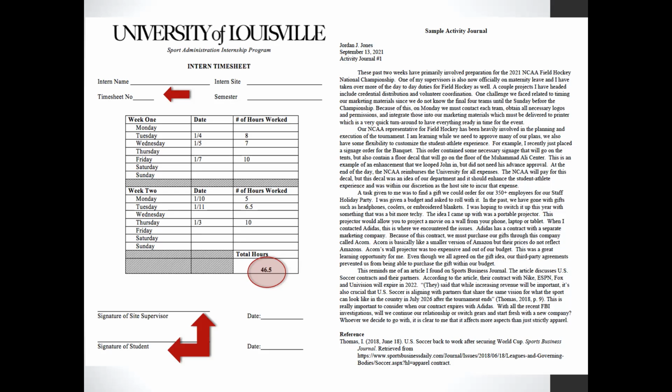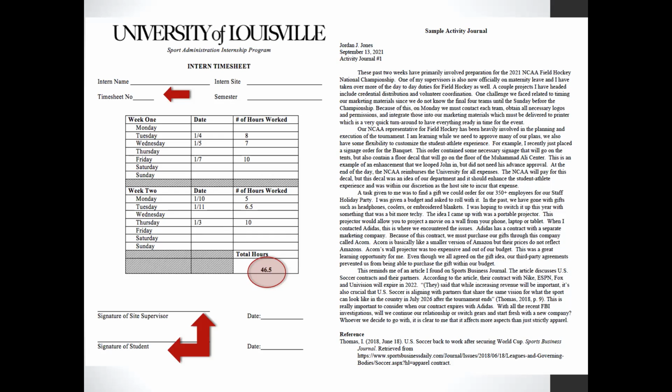At the bottom, you'll see that it says I am associating this particular work with an article that I found in the Sport Business Journal. So what we're expecting you to do is review the Sport Business Journal and find something that associates with what you're doing at your work site.